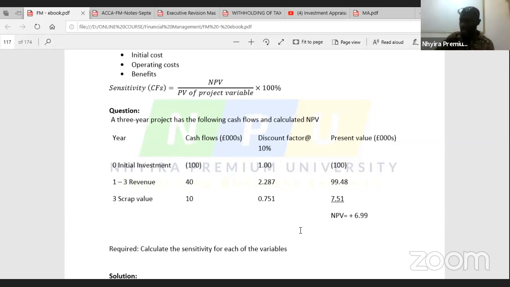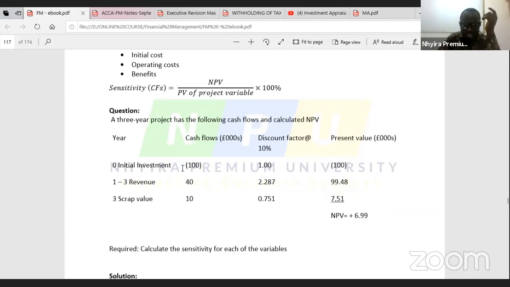So you realize that the NPV of the project is positive 6.99. The question we want to ask ourselves here is: calculate the sensitivity for each of the variables. So how do we deal with that? Simple. All we are asking is this.